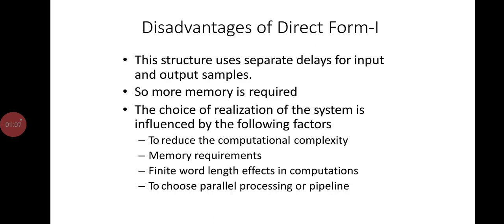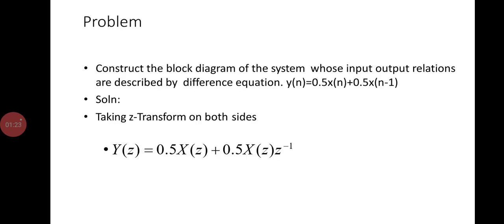And the disadvantage of direct form 1 is that this structure uses separate delays for input and output samples, so more memory is required. The choice of realization of the system is influenced by the following factors. That is, we can reduce the computational complexity, memory requirements, and the finite word length effects in computation, and we can choose parallel processing or parallel pipelining. We can see one problem.